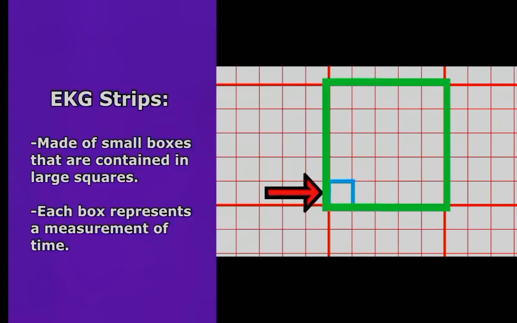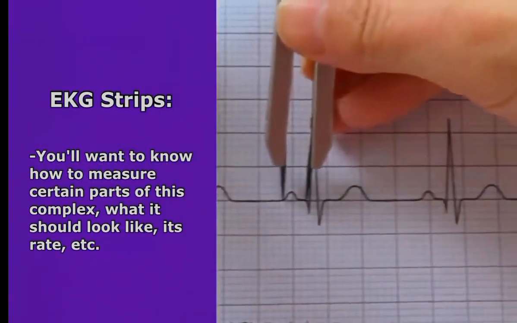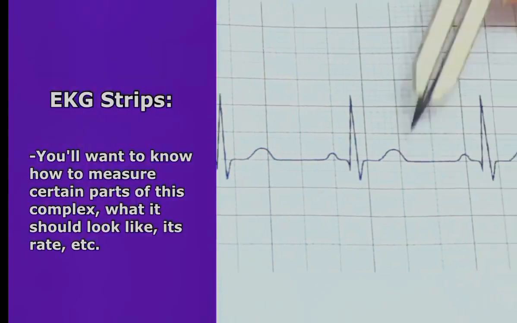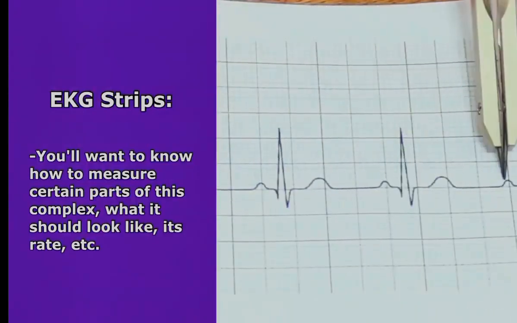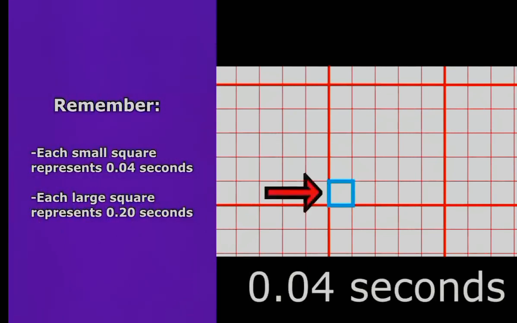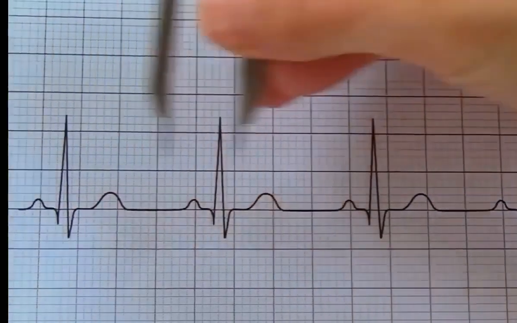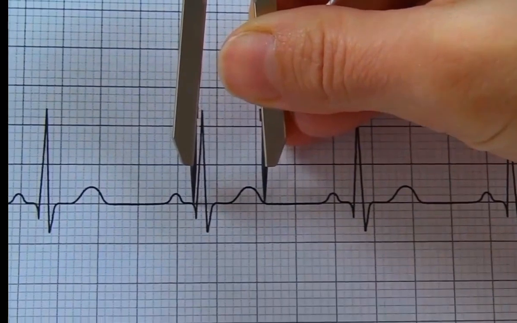And whenever you're starting out analyzing these rhythms, you want to be familiar with the basics, like how to measure certain parts of this complex, what each part of this complex should look like. Is it regular, irregular, its rate, and so forth. So I want you to memorize the following information. On this EKG strip, each small square that you see represents 0.04 seconds of time. And each large square contains 5 small squares, so it represents 0.20 seconds of time. And the reason you want to memorize this is because you will be analyzing these small squares to determine the duration of certain parts of that PQRST complex.